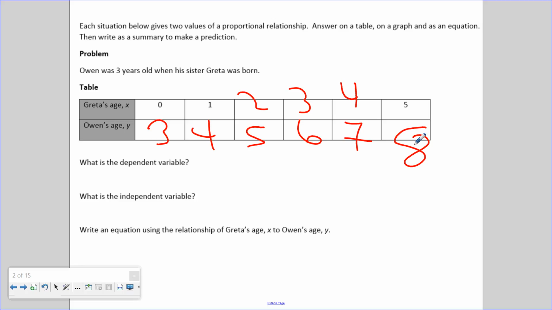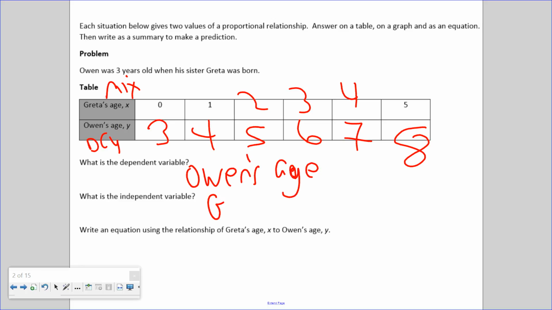What is the dependent and independent variable? So the dependent is Owen's age. Owen's age depends on what Greta's age is. She must be the independent. The dependent must be Owen's age, and the independent must be Greta's age.